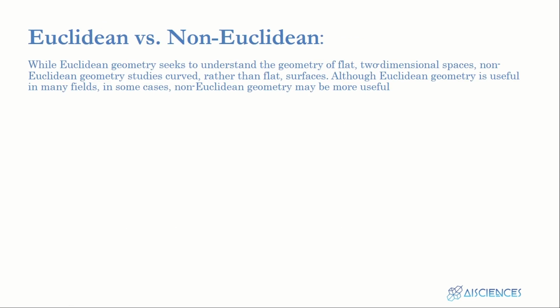Euclidean geometry seeks to understand the geometry of flat, two-dimensional surfaces, like the two-dimensional data we deal with such as images, videos, and texts. But rather than flat surfaces, we use curved surfaces when we deal with non-Euclidean geometry. Although Euclidean geometry is useful in many fields, in some cases non-Euclidean geometry may be more useful. These days non-Euclidean geometries are also being used in the field, so that's why there is an emergence and a need for graph neural networks.